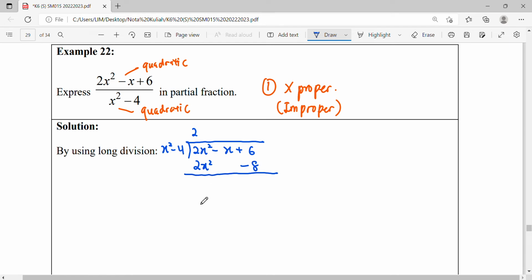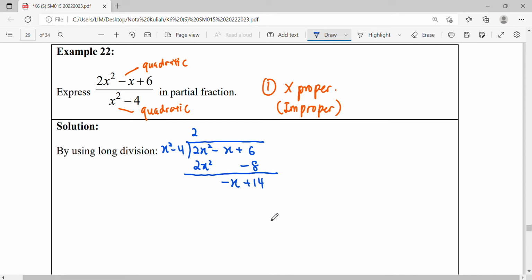Make sure when you're doing long division, your terms are in order: x squared, followed by x, followed by constant. So 2 times 4 is a constant, so I put it here. Then we find the balance, we find the remainder here. So 2 minus 2x squared, 0. This one, negative x minus nothing, so it still has a negative x. Then 6 minus negative 8, negative becomes positive, so we have a 14.